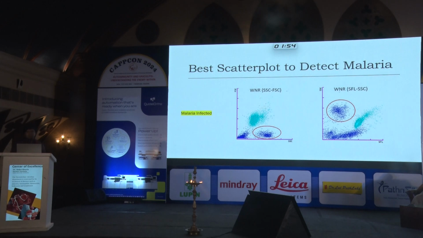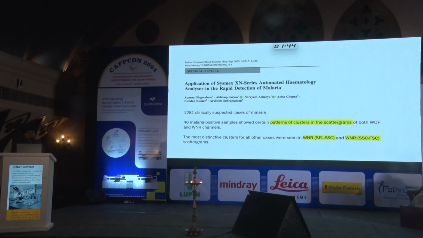So I'll always recommend turning on these custom scatter plots in your Sysmex system, on your homepage, and you can detect malaria very easily. And we have done a study in AIIMS. We have done it on more than 1,000 patients, and there were 46 malaria cases, and every one of them actually showed some pattern of cluster in the scatter plots, and the most distinctive were in these channels, on these scatter plots.